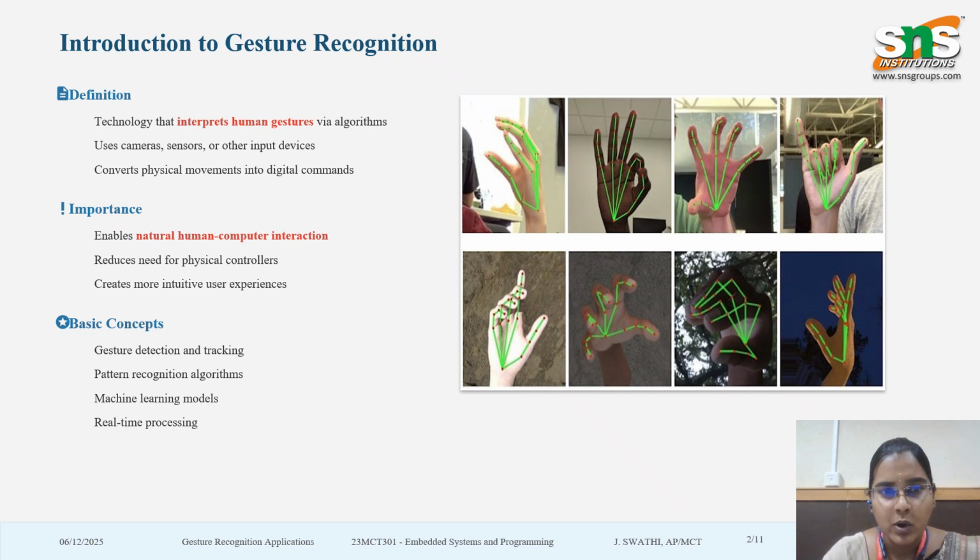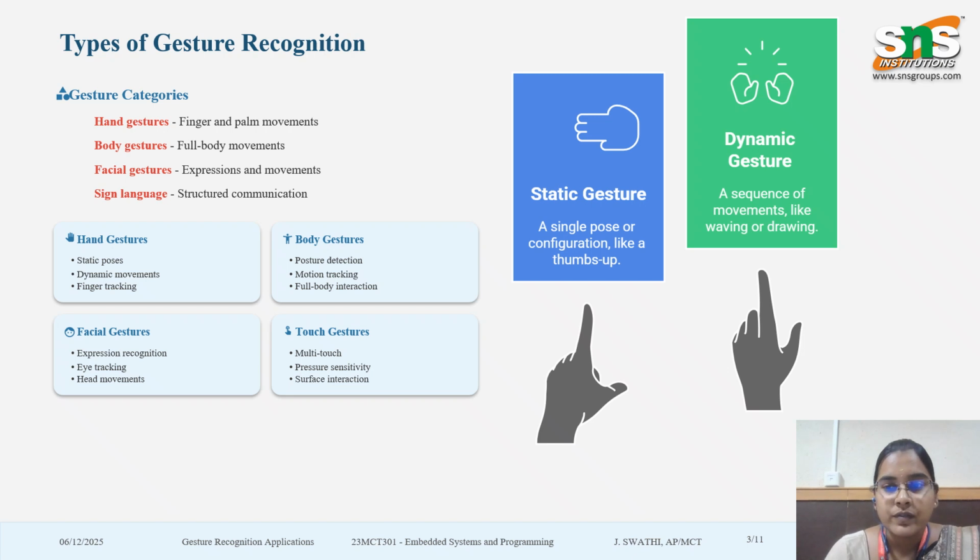Why this is important is that it enables human machine interaction, reduces the need for controllers, and creates a better user experience. The basic concepts are that we are going to capture the gesture detection, use pattern recognition algorithms, use machine learning models, and lastly real-time processing. Next we'll go for the types of gesture recognition.